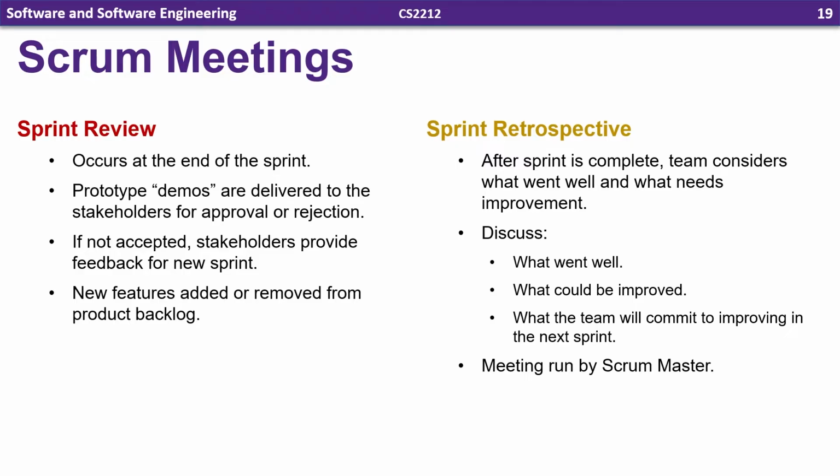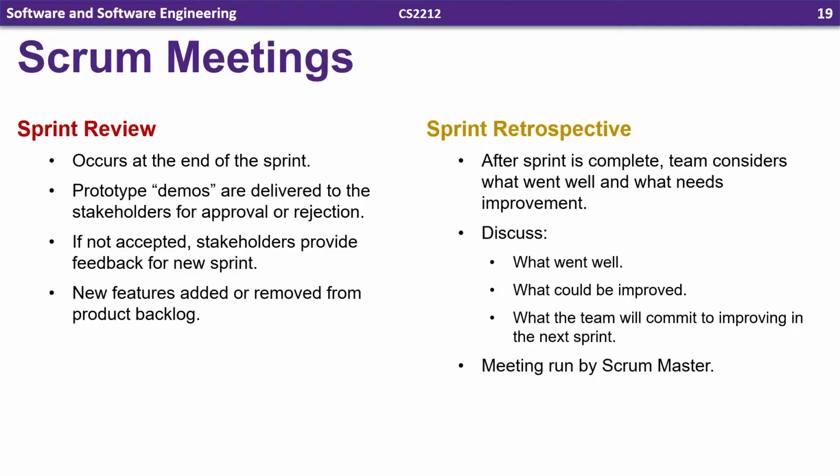This is another meeting that occurs after a sprint is complete, but it usually only involves the team, so the Scrum Master and the development team. The purpose of this is to decide how we can improve the process. Remember, one of the Agile principles was that we wanted to have methods for continuous improvement. So they discuss a few things like what went well, what could be improved, and what the team will commit to improving in the next sprint.